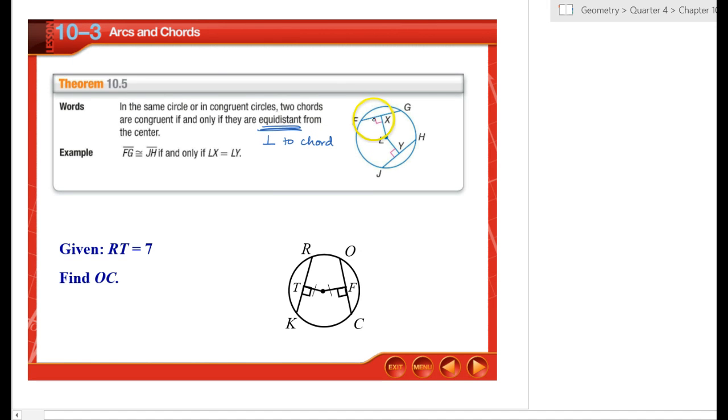So, if I have 2 chords that are the same distance from the center, then that means the chords are the same. Which also means each little piece of the chord, each little half, is the same. Because it's a perpendicular bisector. It also works the same way. If you have 2 chords that are congruent in a circle, then they're the same distance away.